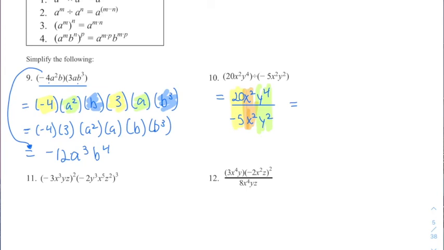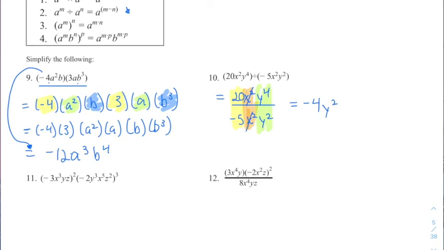So I know 20 divided by negative 5 is negative 4. X squared over x squared actually cancels. And y to the 4 over y squared, I'm going to use subtraction there. Okay, so I get negative 4y squared. Okay, almost done. So here we go.